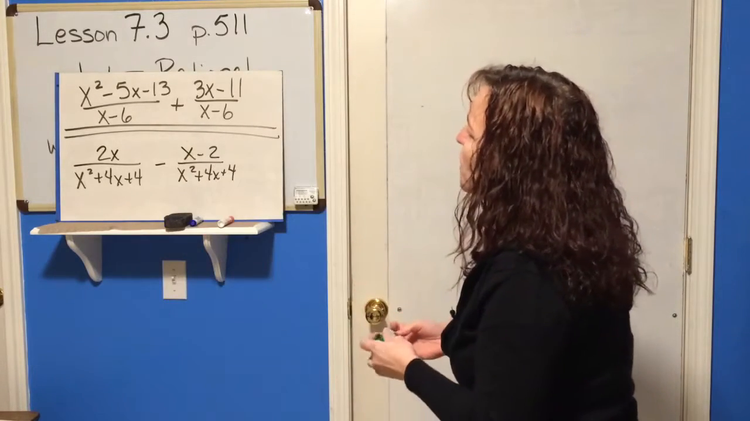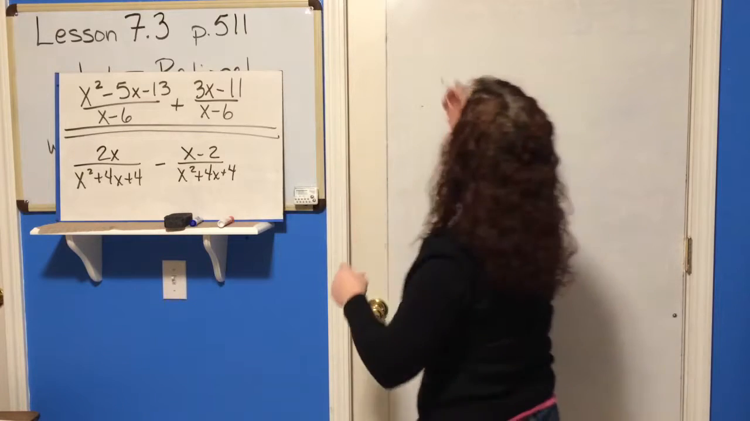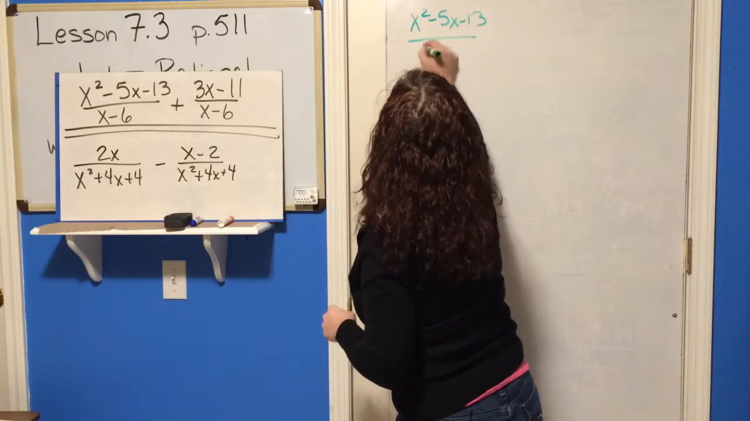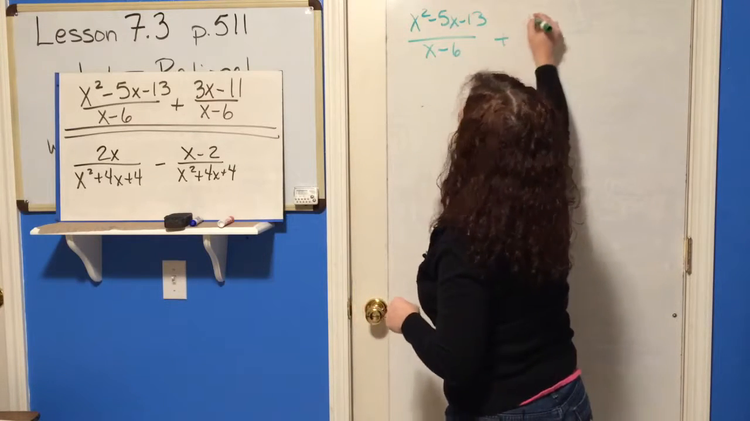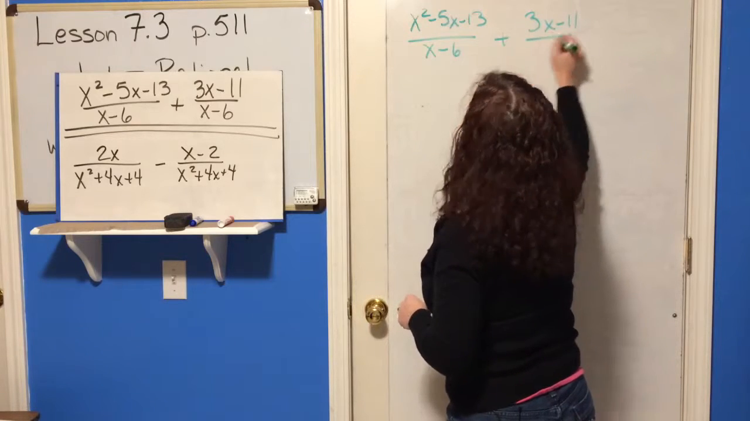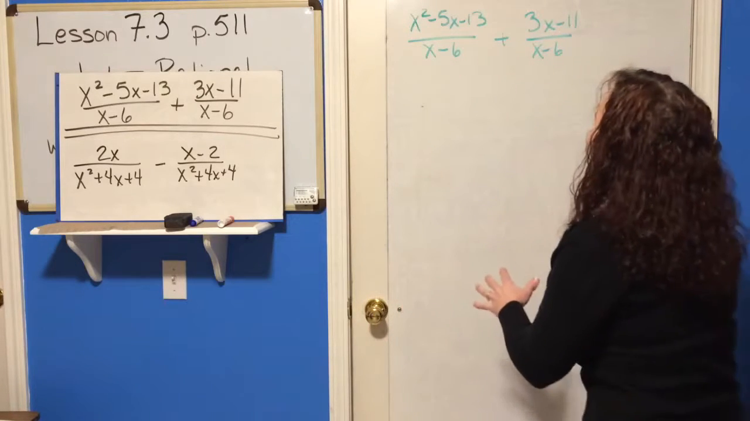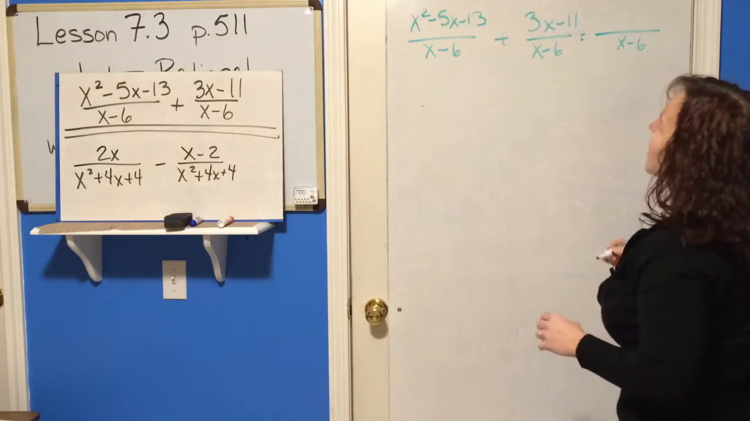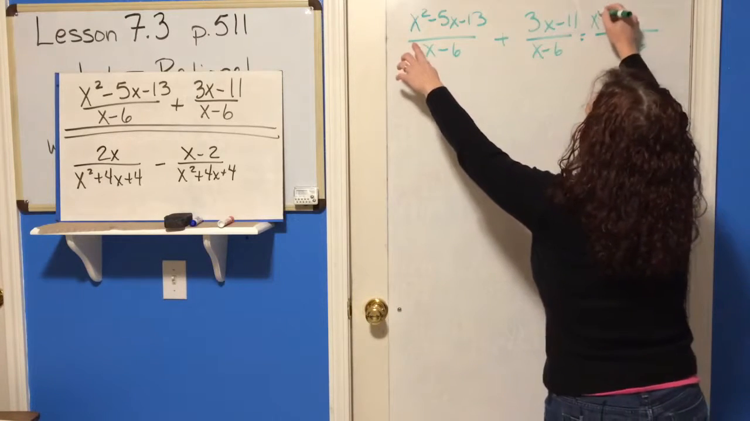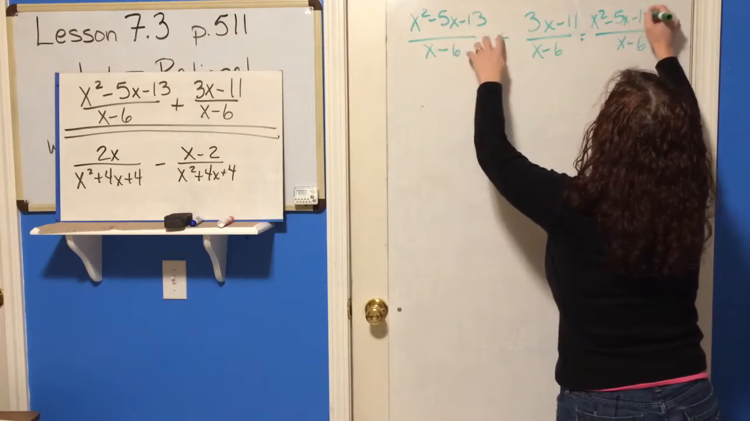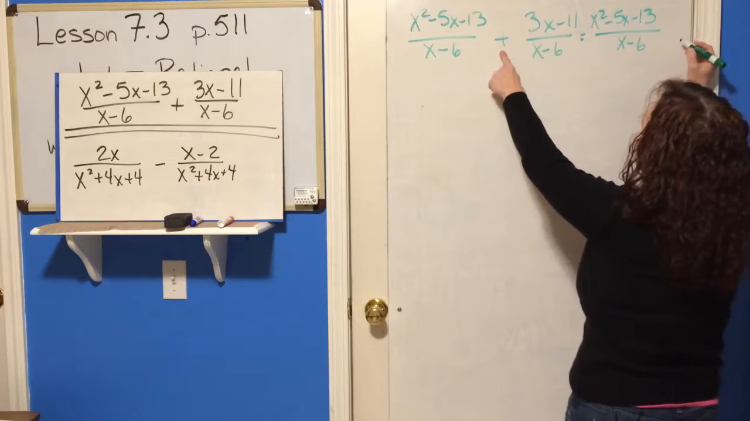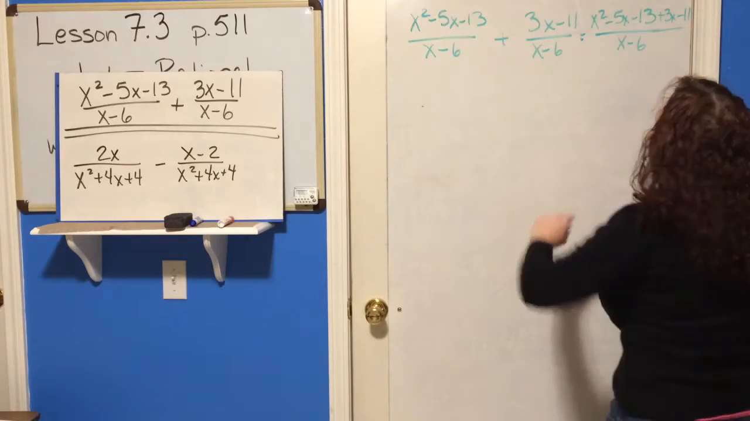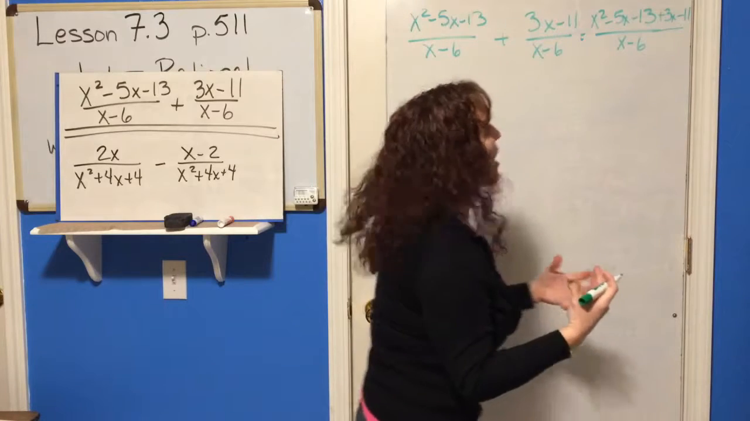All right, so x squared minus 5x minus 13 all over x minus 6. And you're going to add to that 3x minus 11 all over x minus 6. And now you look and you see, well, x minus 6 is your common denominator already. And so now you've got x squared minus 5x minus 13. And this is plus, so the signs all stay the same. Plus 3x minus 11. So now all you need to do is combine your like terms.